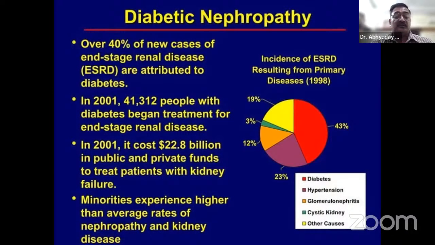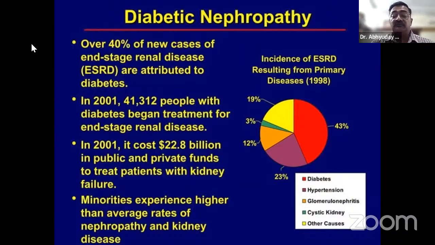And here, this is slightly old data, but it still holds good: 40% of new cases of end-stage renal disease are attributable to diabetes. In 2001, about 41,000 patients with diabetes began treatment for end-stage renal disease, and the cost was quite high. Especially, these are data from Caucasian countries. They say minorities experience higher than average rates of nephropathy and kidney disease. And we'll see which patients are at high risk of developing diabetic nephropathy.